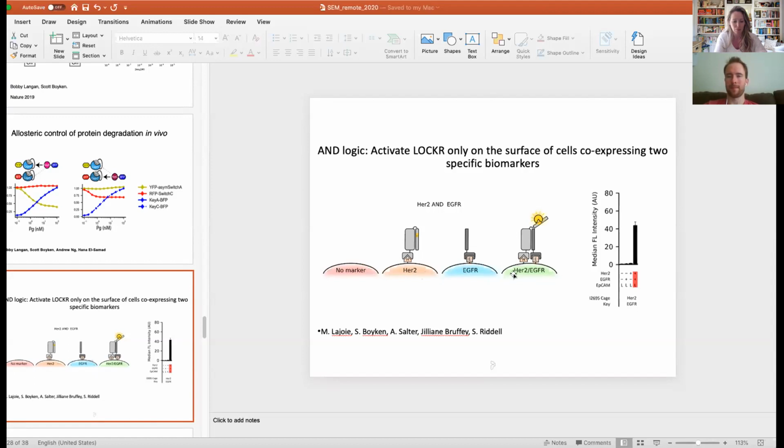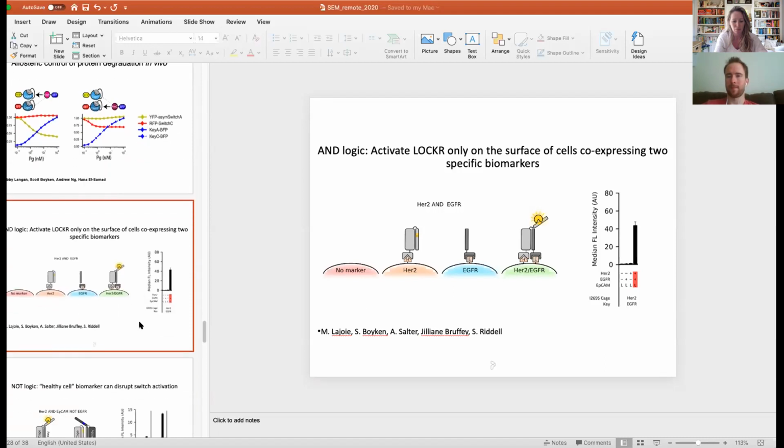But on cells that have both targets, both the cage and the key are recruited, and we get exposure of the epitope. In this case, we're simply adding a fluorescent protein that recognizes this epitope, and you can see in a mixture of these cells, we only get labeling of those cells which have both proteins on their surface. So we can very precisely identify subpopulations of cells.